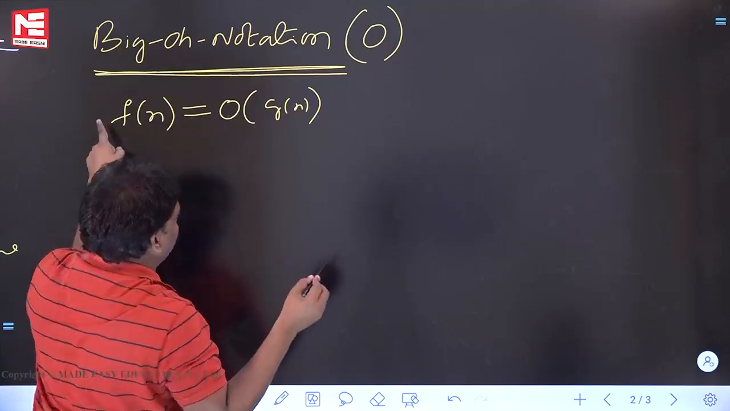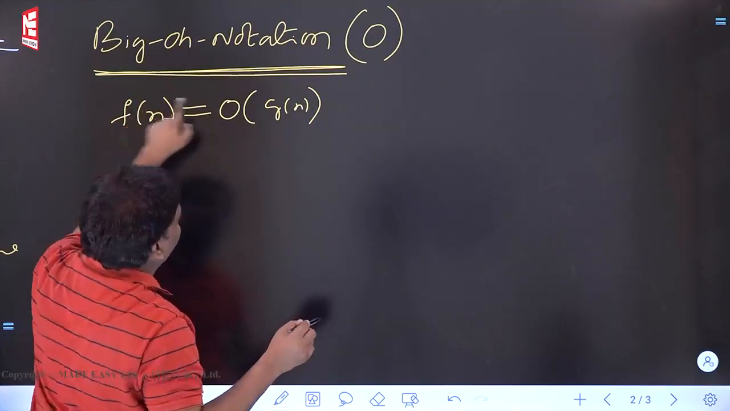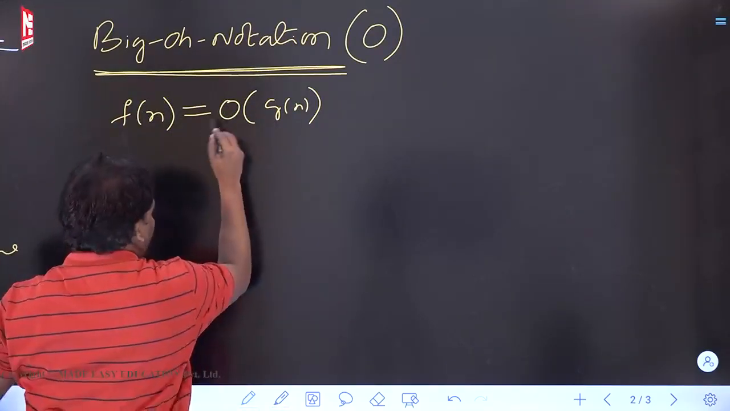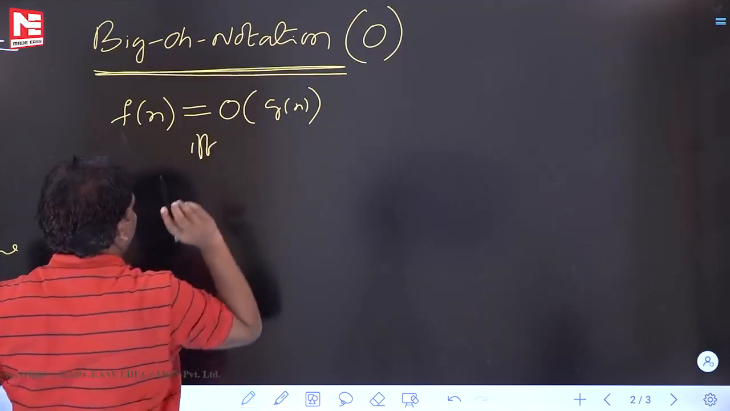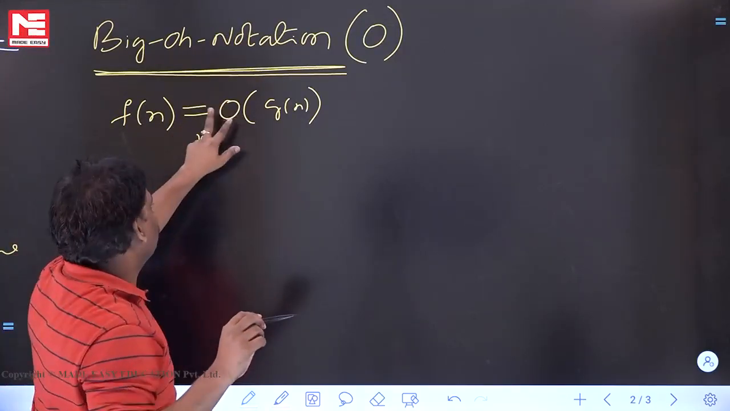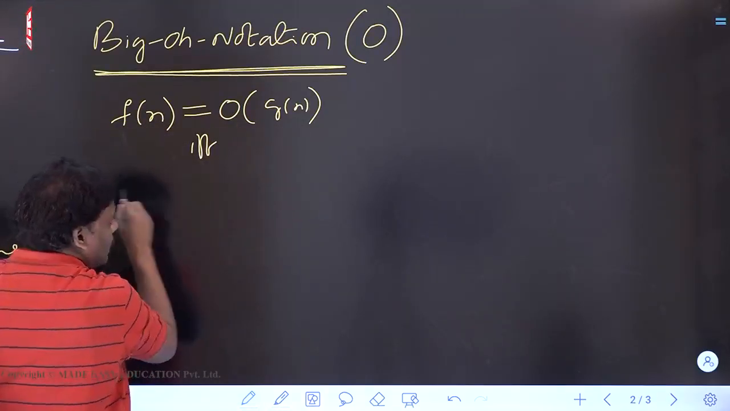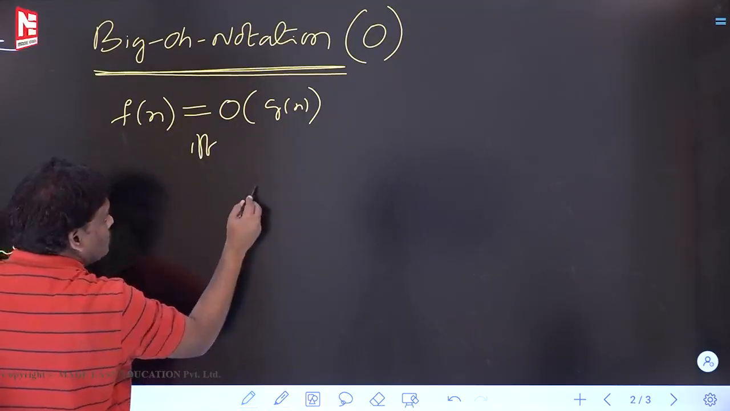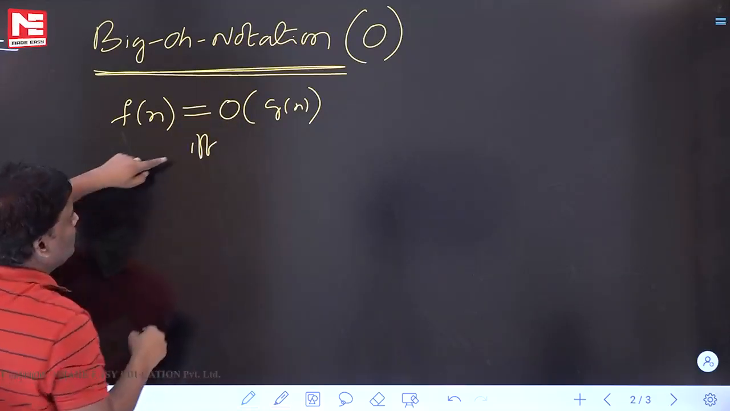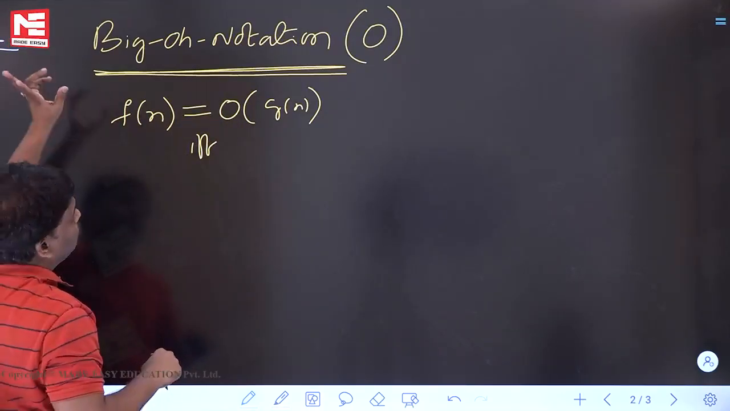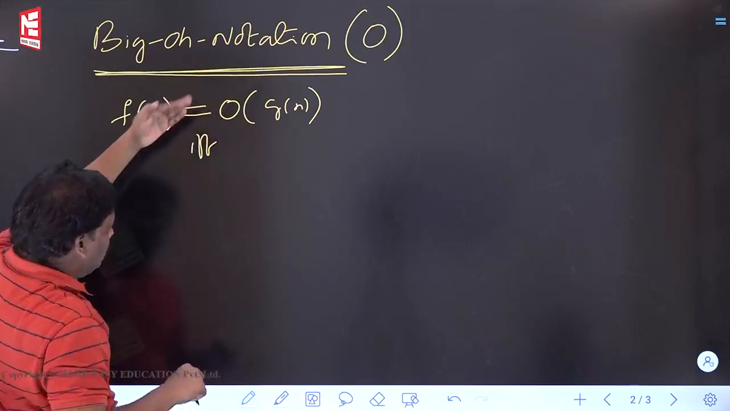If you want to say this between these two functions, then it is possible if and only if a condition is satisfied. What is the meaning? If that condition is satisfied, you can say it in both directions. That is the meaning of if and only if.